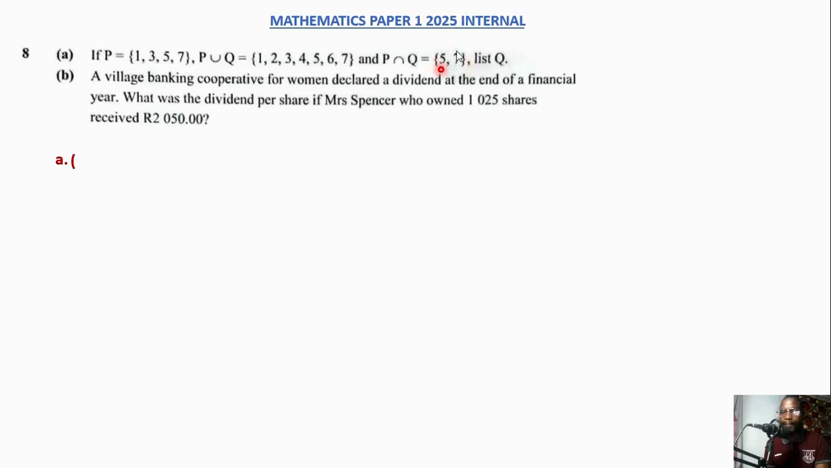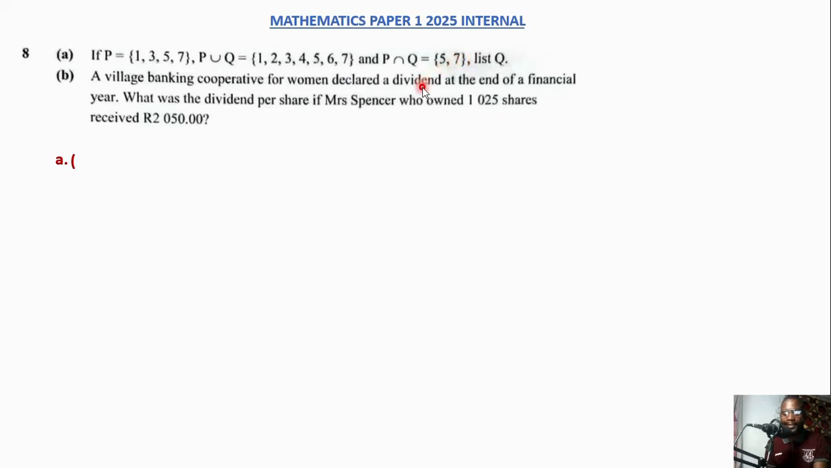Okay, are 5 and 7. So 1 is not in Q. 1 is not in Q. Okay, 1 is only in P. So I won't write 1. Okay, what about 3? Is 3 being found in Q? Okay, they're saying the only things that are being found here are 5 and 7. Okay, so it's not there.